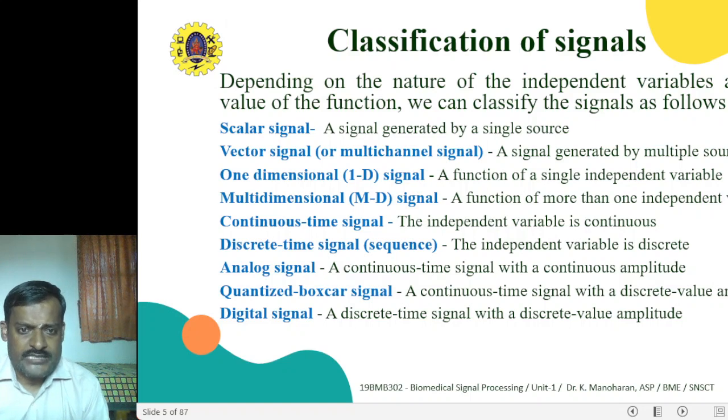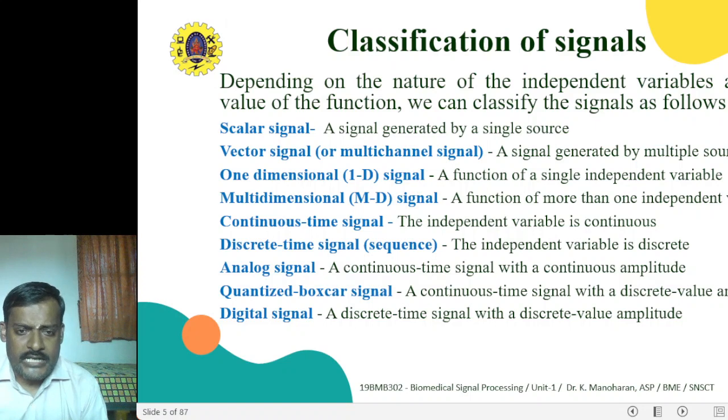Vector signal, or we can say it is a multi-dimensional, multi-channel signal. A signal generated by multiple sources, that is more than one source, is called a vector signal. One-dimensional signal: a function of a single independent variable is called a one-dimensional signal. Multi-dimensional signal: a function of more than one independent variable. Continuous time signal: if the independent variable is continuous, it is called a continuous time signal. Discrete time signal: if the independent variable is discrete, that signal is called a discrete time signal.